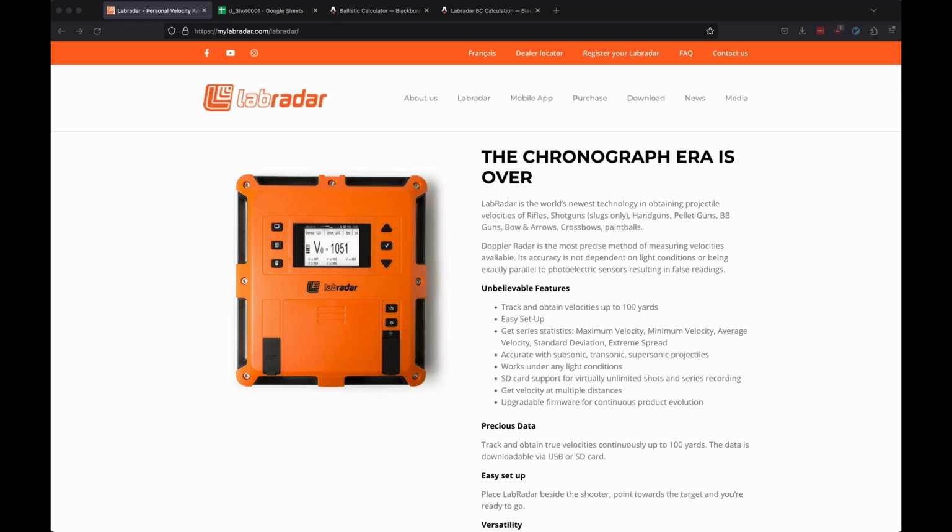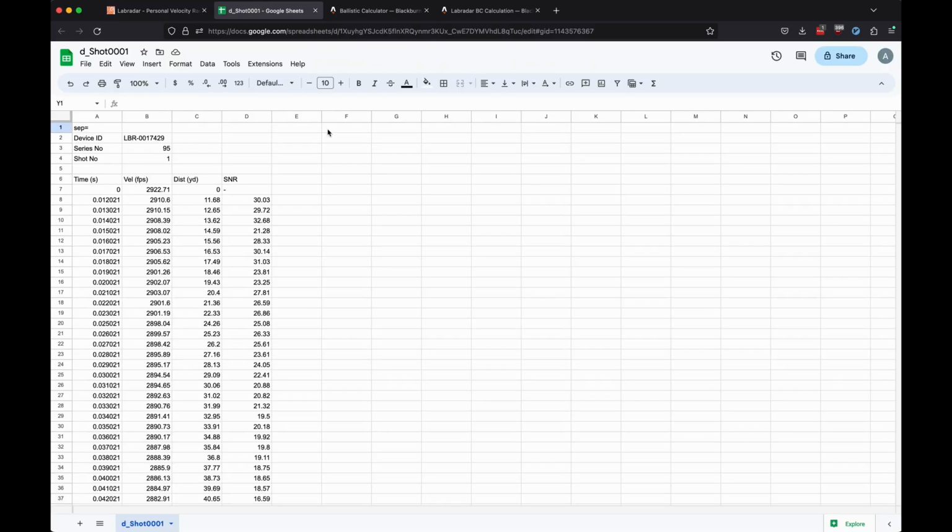Okay, let's go over how you can calculate your own BC from a Labradar. So this is Labradar's website. Their chronograph uses Doppler radar, and when you shoot a bullet across this, if there's an SD card in the slot, it will track data for about 100 yards. It leaves a CSV file that has the detailed data.